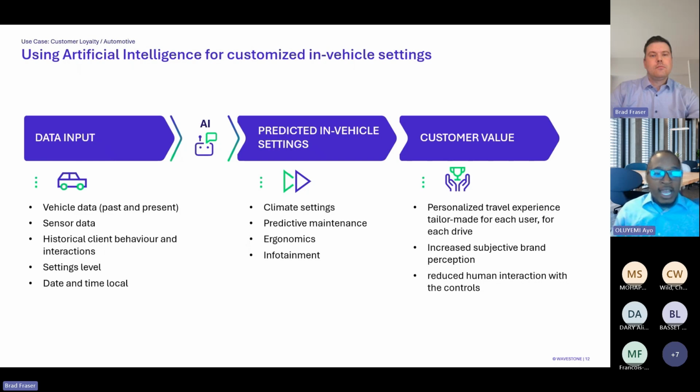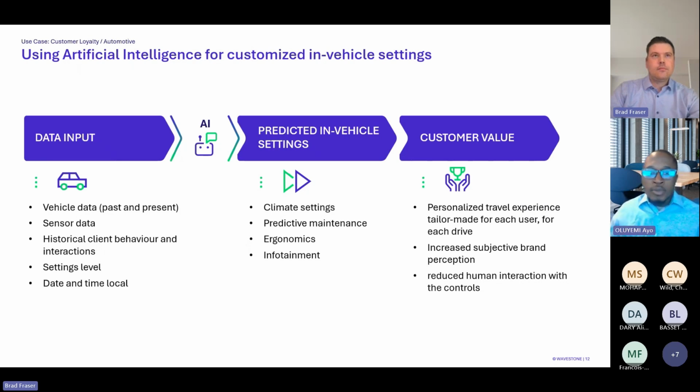We do classify this as a customer loyalty solution because it has the potential to greatly improve customer satisfaction. For drivers, it enhances safety by reducing the need to adjust settings while driving, allowing more focus on the road. And for comfort, having the car consistently adapt to the user's preferences makes for a smoother, more enjoyable ride, ultimately enhancing the brand's image.